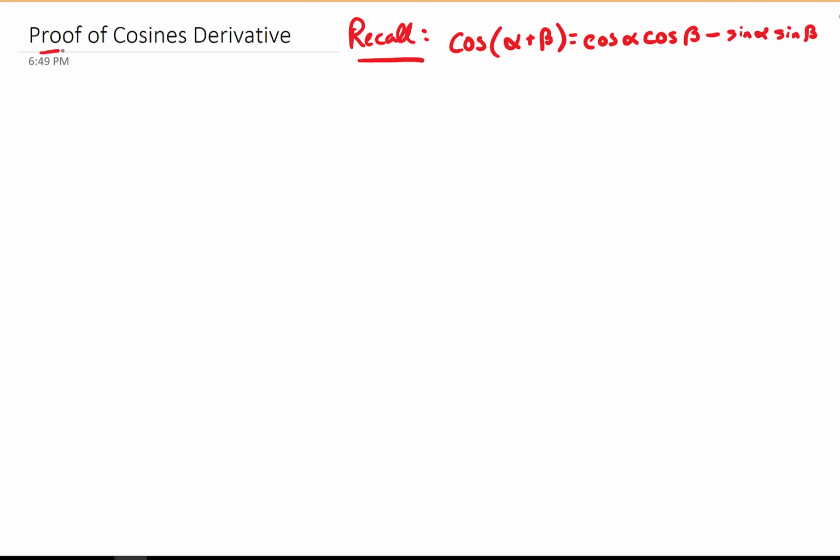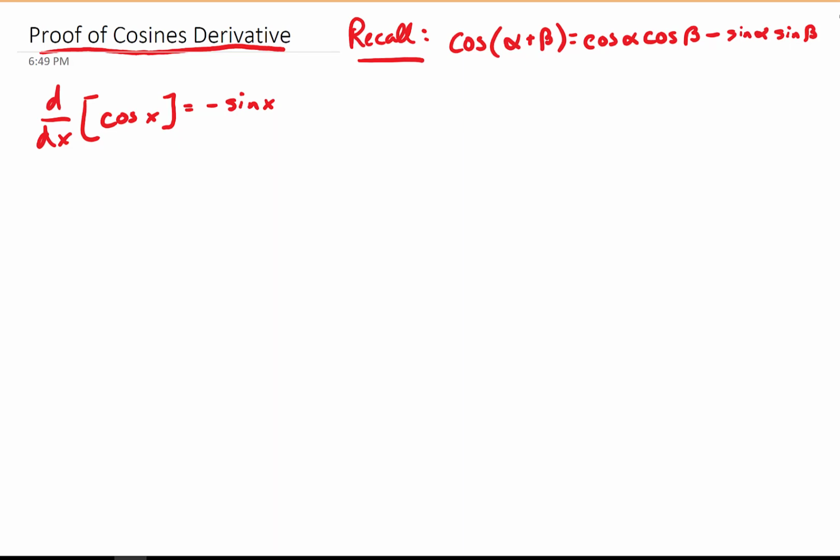Okay, folks, so we're going to look at the proof of the derivative of the cosine. So let's just let the cat out of the bag. We're going to say the derivative of the cosine function, we're going to show that it's minus the sine function.